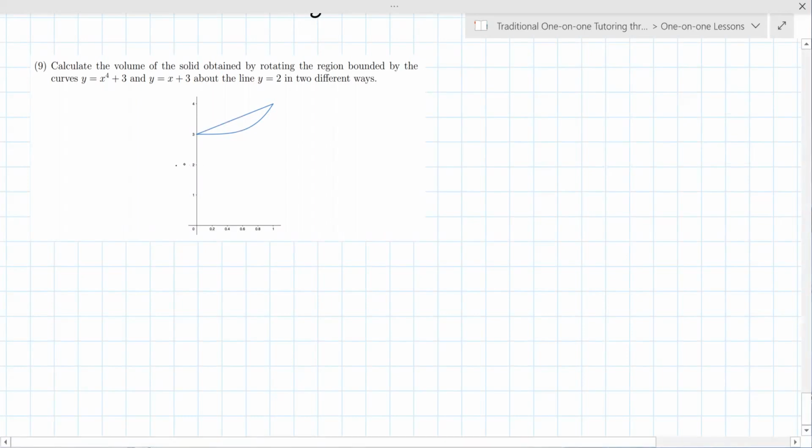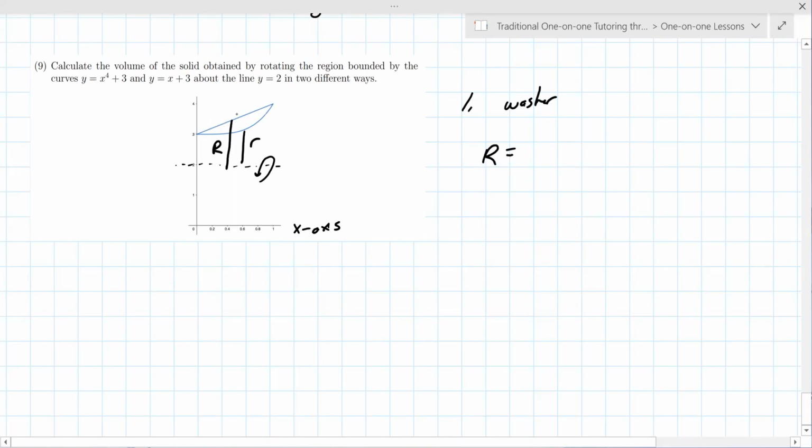Okay. Calculate the volume of the solid obtained by rotating the region about the line y equals 2. So there's the line that we're rotating about. And notice that it's parallel to the x-axis. So we want to first treat it like it's a disk washer. In this case, it's a washer. There's your big R, and there's your little r.